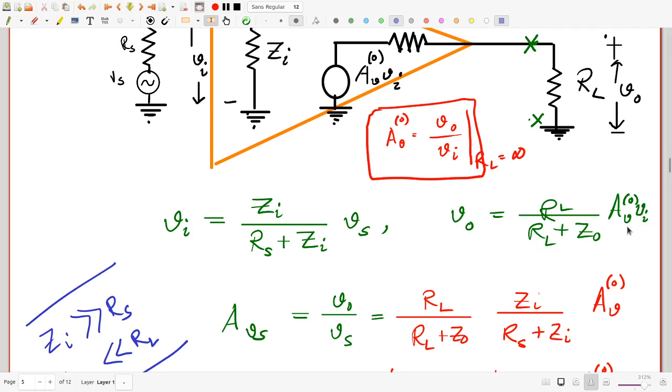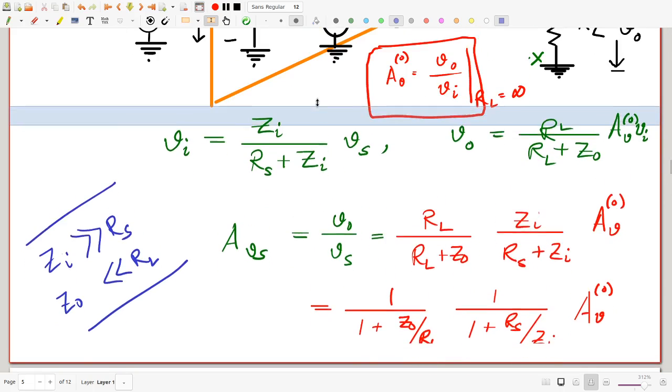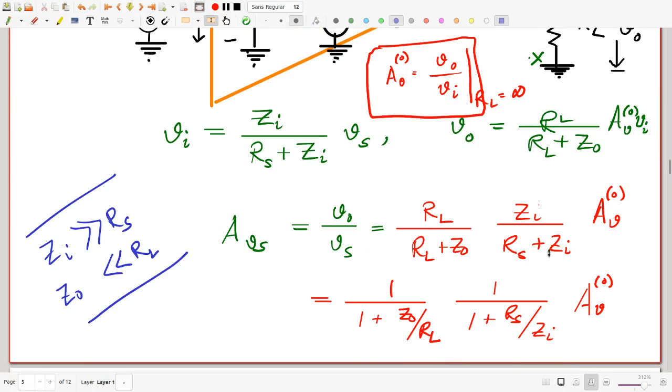Now, let me point out that there is a slightly different way of writing this, which is AVS is written in this form. That's simple. You are just dividing by the numerator. But the reason why I am emphasizing this form is this. If RL and RS are external factors, they depend on whatever load or source you are connecting to the amplifier. Now, if ZO is very small compared to RL, and ZI is very large compared to RS, both of these factors are going to approach their maximum value of 1, which means AVS will be given by AVO.